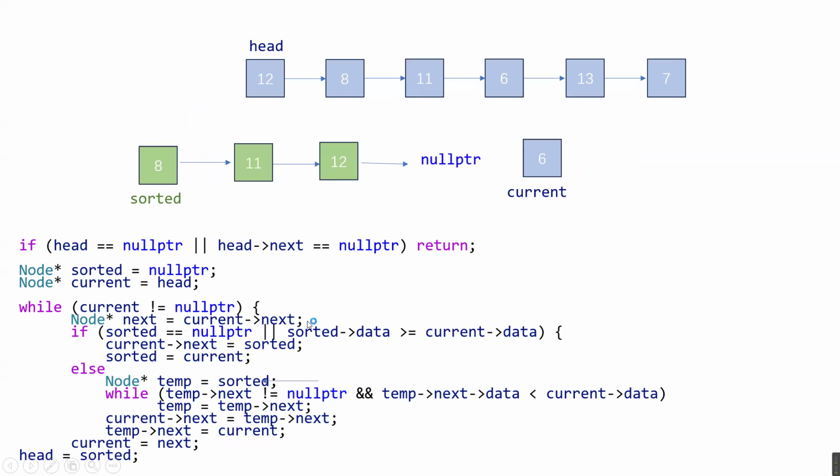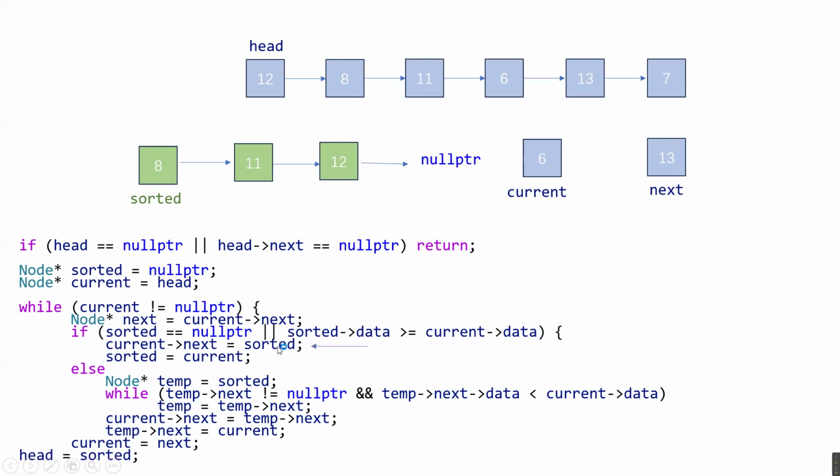So we continue back to this line. Also, the current is not a null pointer. We will continue the while loop. So in this line, we create a new next, equal to current's next. And the next should be the 13, right? So that is the next. And then is the sorted equal to a null pointer? No, it's not equal, right? And the sorted data, this one, is greater than the current. That's right. The 8 is greater than the 6. So we'll trigger this if.